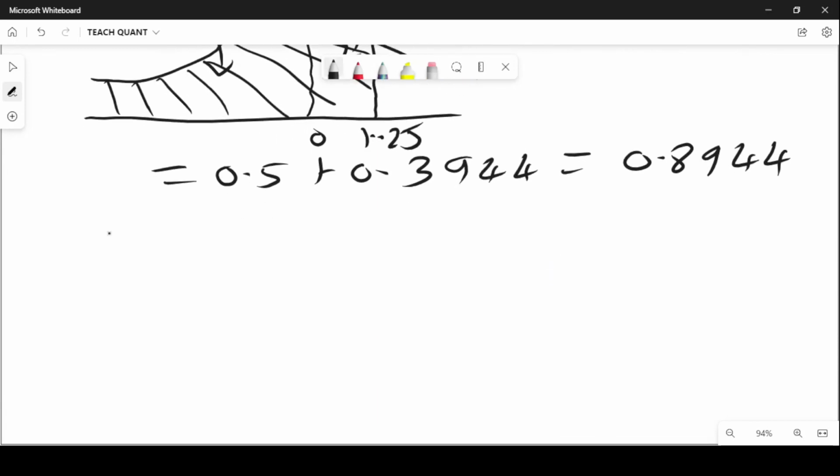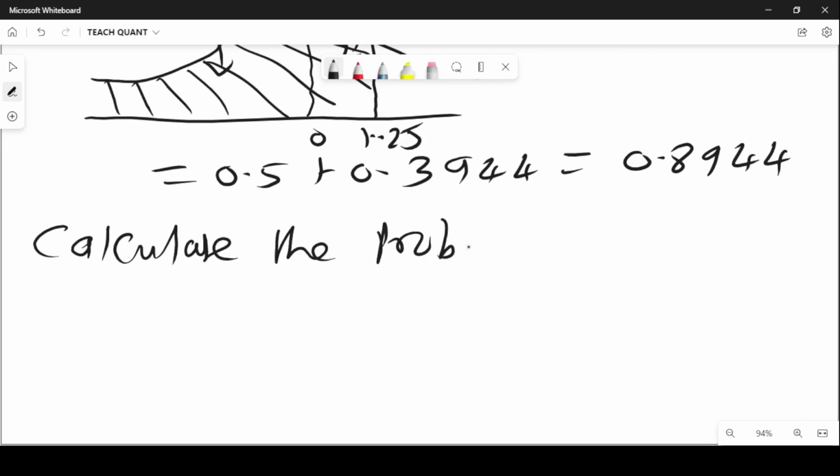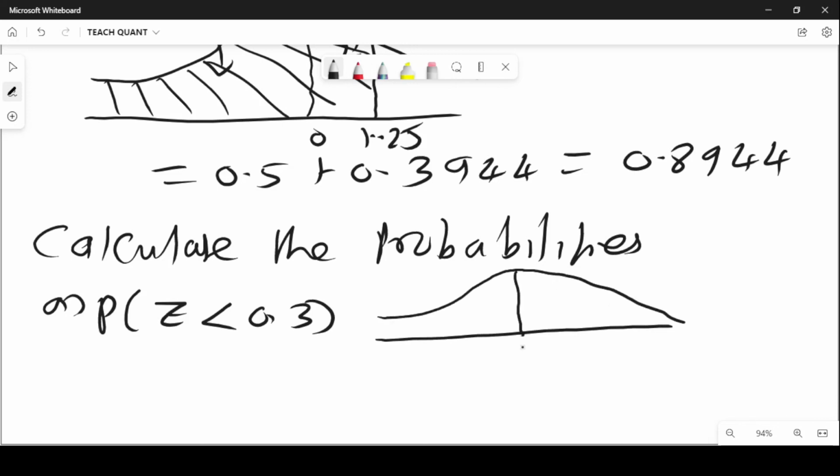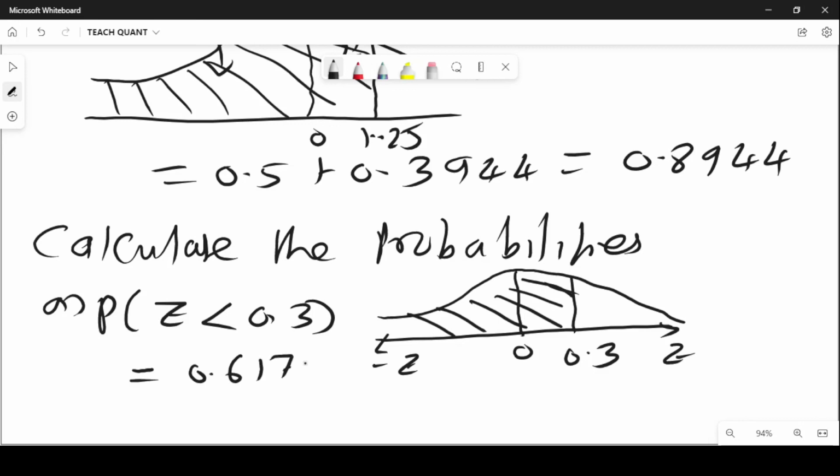Finally, I can give you other examples. For example, you are told to calculate the probabilities. The first one is you are told that probability of Z is less than 0.3. The best thing you can do for yourself is try to sketch the curve. Then you put 0.3. You ask yourself, which part are we interested in? You're interested in all this portion. And that, if you go to your tables, you'll get is 0.1179. And then you add to 0.5. If you sum the two, you'll end up getting that probability.